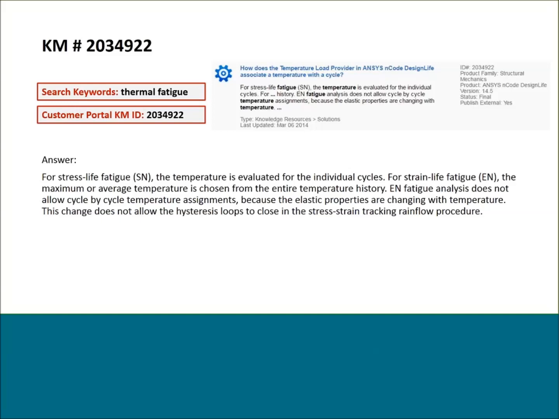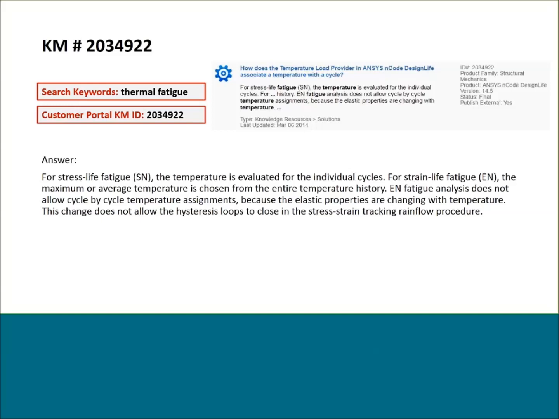The question is how it does that. Okay. For stress-life fatigue, the temperature is evaluated for the individual cycle. So in each cycle range that you're looking for, each bin in the rainflow counting, there's going to be a certain temperature associated with each cycle. Okay. For strain-life fatigue, the maximum or average temperature is chosen for the entire temperature history. Strain-life fatigue does not allow cycle-by-cycle temperature assignment.